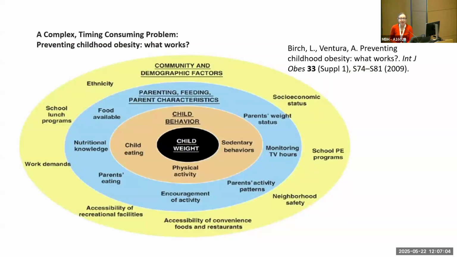And here's another schematic, which shows not just the family, but the community as well. So it's not just what the child does or the parent does, but also access to recreation, accessibility of good foods, school lunch programs, access to healthy foods in the preschool environment, and neighborhood safety. So it's a complex problem in terms of preventing and intervening.